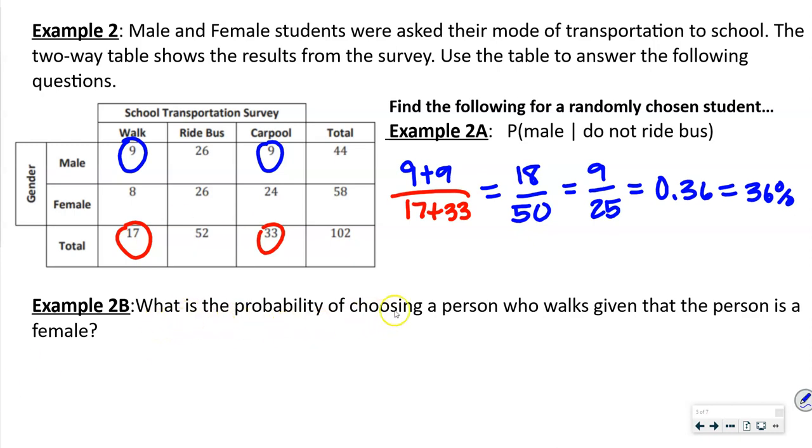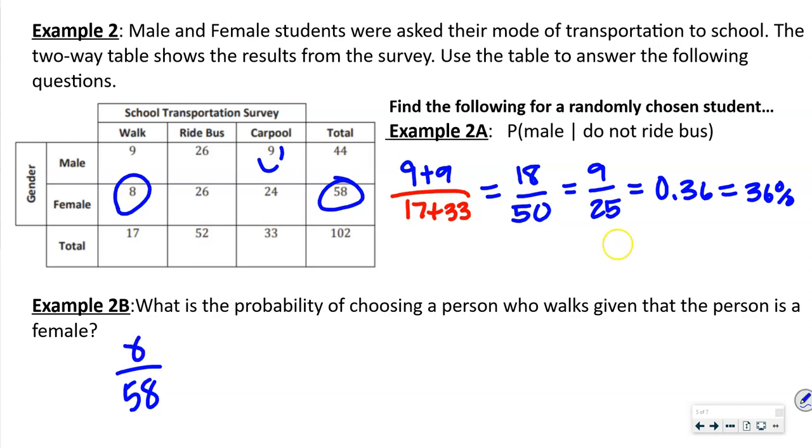So example 2 says, what is the probability of choosing a person who walks given that the person is a female? So now for our given again, this time we're going to look for our total females, right? So our total females are right here. That's 58, right? So we're going to do our 58 as our denominator, and then we're looking for the people who walked that are in that row, okay? So that's 8, right? So that's 8 over 58.